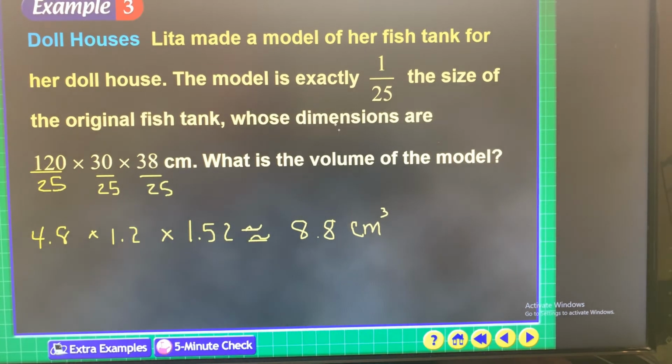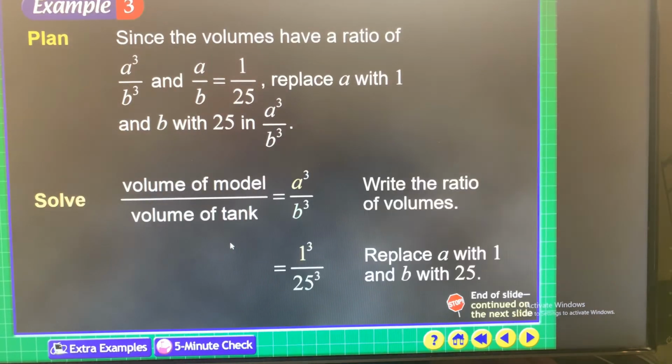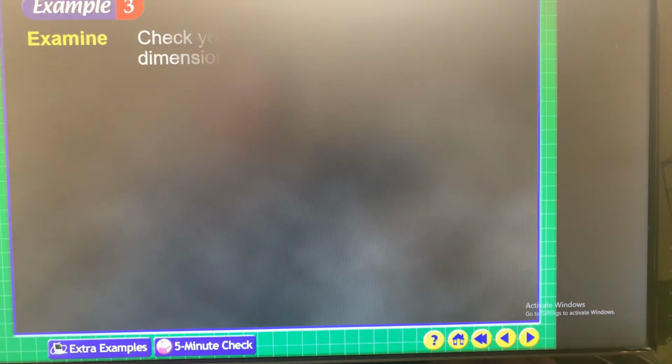So again, remember, it's 25 times smaller. So you need to get each one of these 25 times smaller, and the way you do that is to divide it by 25, because I'm looking for the model, and the model is smaller. Because the next problem we're going to do is reversing it.